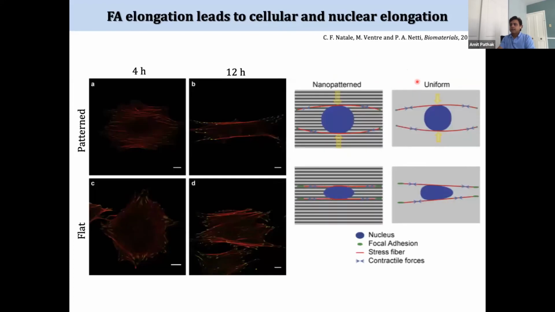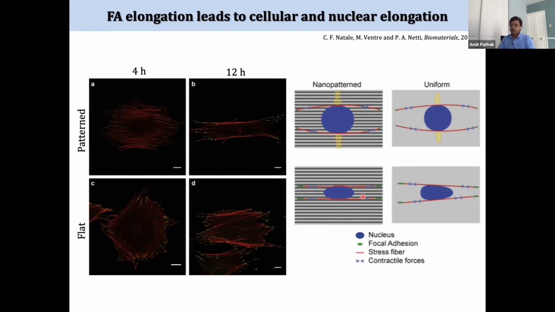All right, this falls more in the obvious category: if the focal adhesions are causing cell elongation, the nucleus responds as well. Now, in this case, this is a nano patterned surface where focal adhesion elongation is locked in place. Focal adhesions will not grow laterally, they'll only grow parallel to these lines. And as a consequence of that, the cell also elongates along these lines, and the nucleus responds to it. And so this is more of a validation of that idea.